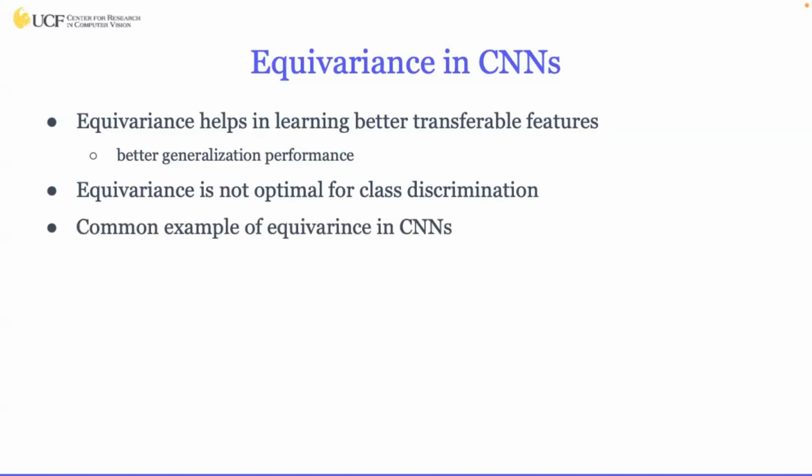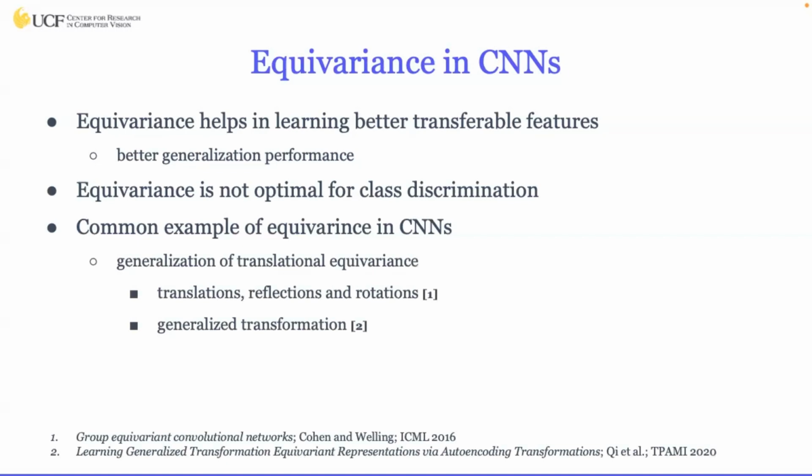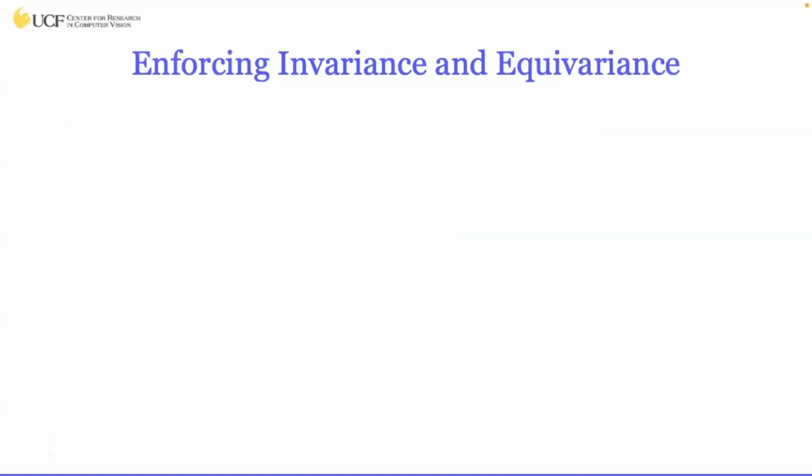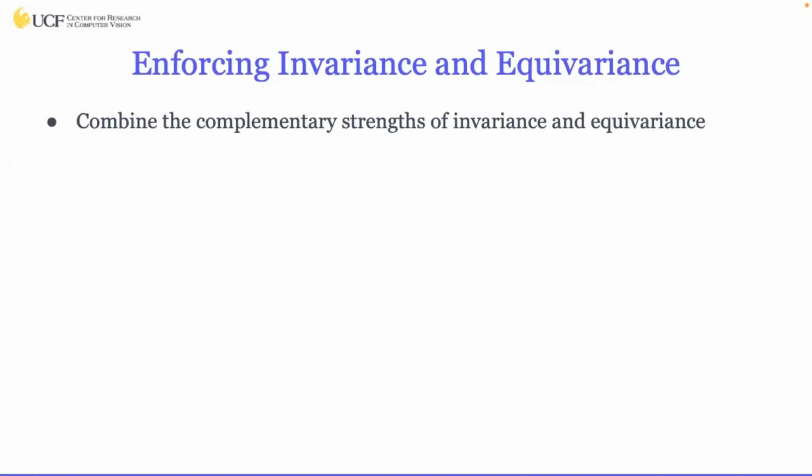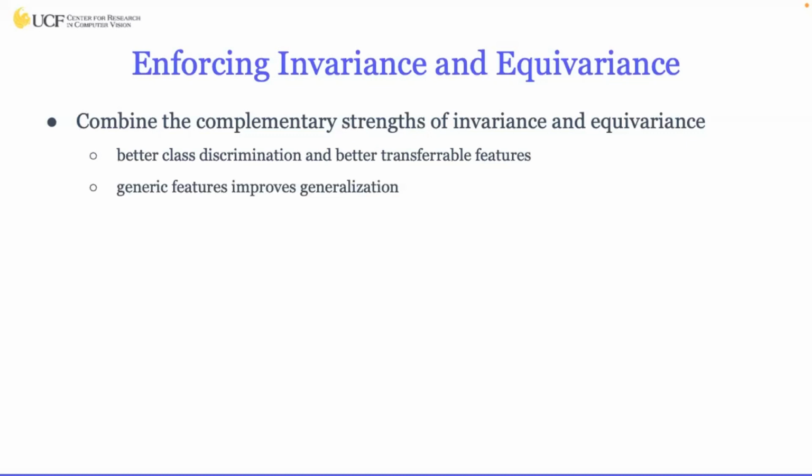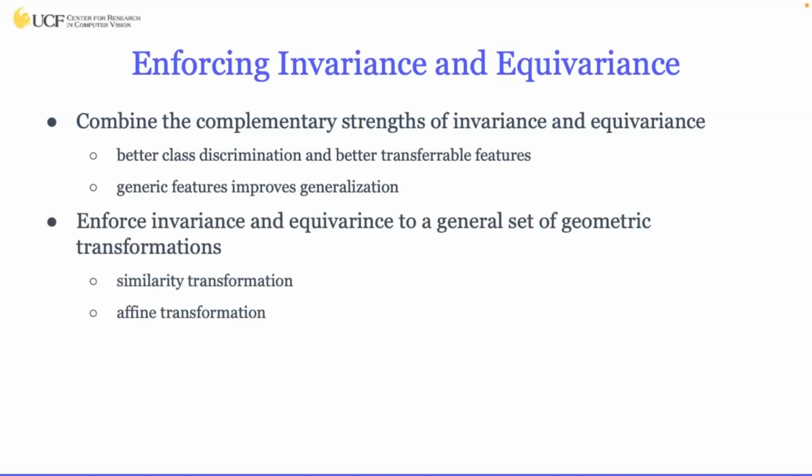A common example of equivariance builds upon the idea of generalizing translational equivariance, so it would be equivariance to translation, reflection, rotation and other generalized transformations. In this work, we want to combine these complementary strengths of both invariance and equivariance, to have better class discrimination and better transferable features. And our hope is that these generic features will improve generalization for few-shot learning. To be particular, we want to enforce invariance and equivariance to a general set of geometric transformations, which would be affine transformation or similarity transformation.